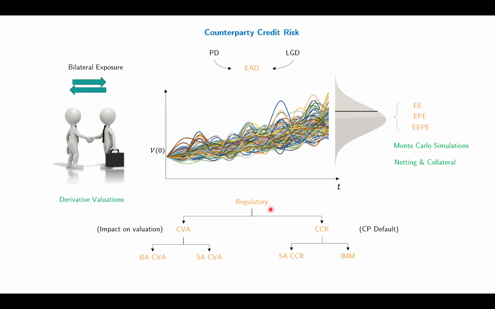So within the regulatory framework, there are two types of capital you need to calculate. One is CCR capital, counterparty credit risk capital, which captures the loss due to counterparty default. There are two approaches: the standardized approach, SA-CCR, then the internal models method, which is the advanced approach.